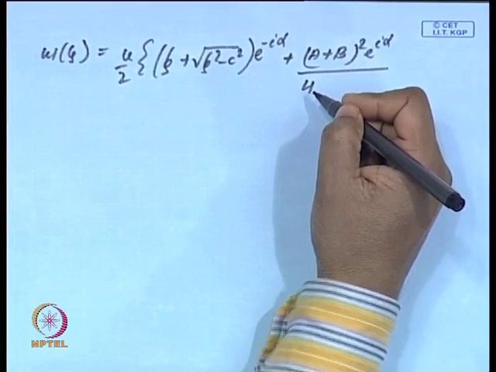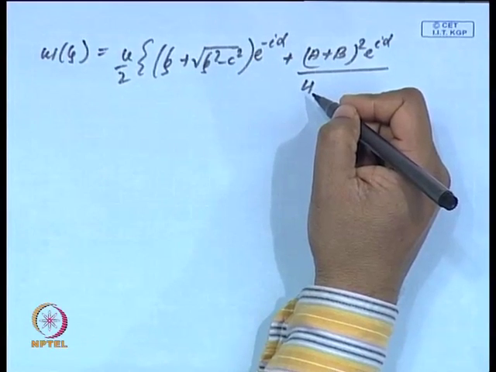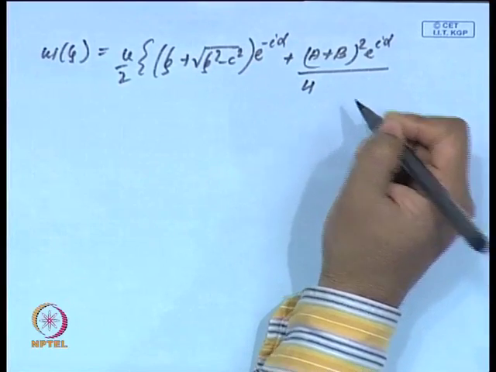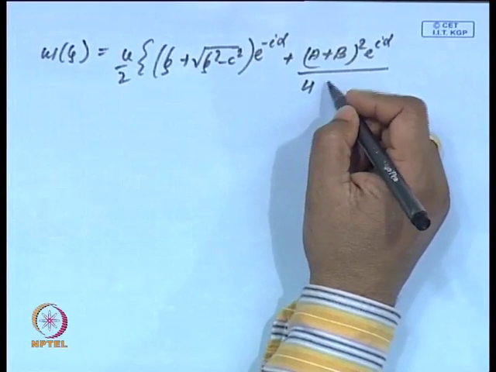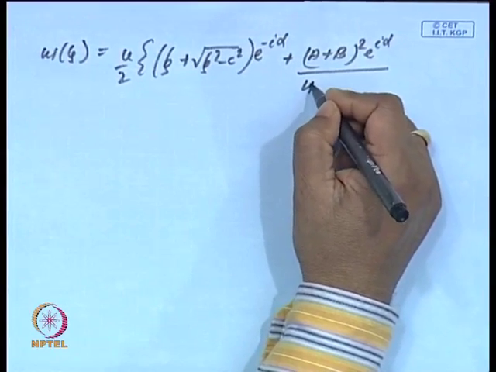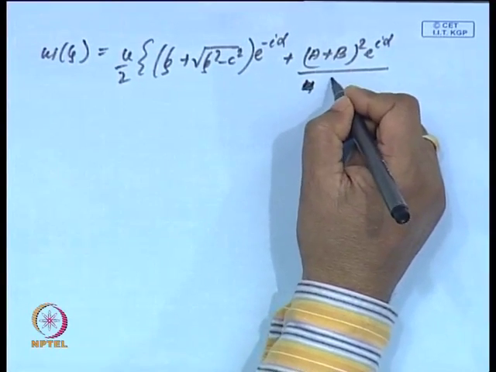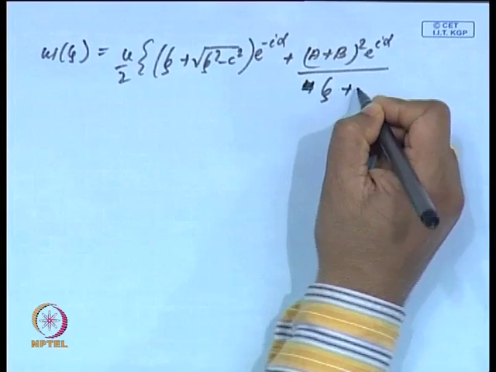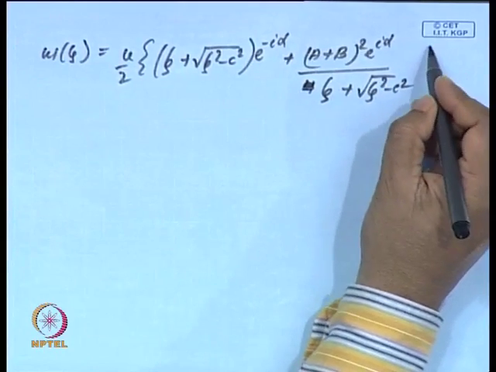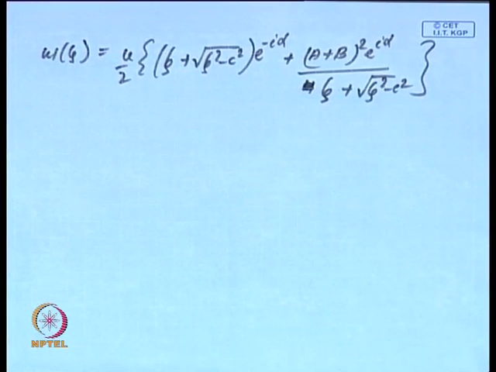Already we have taken U by 2, and there is a 4 here, so it will get cancelled. So it will be zeta plus square root of zeta square minus c square. So, this will give us this.